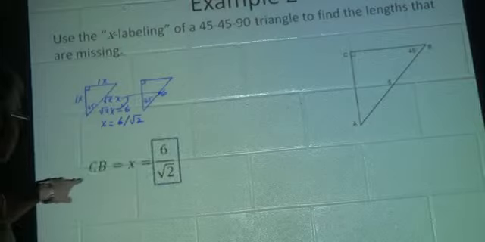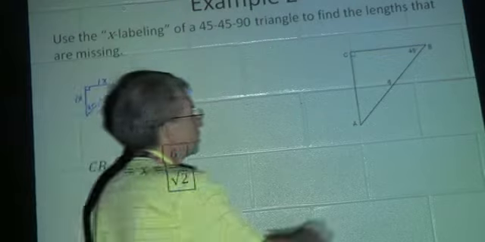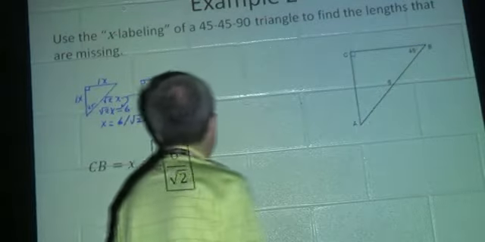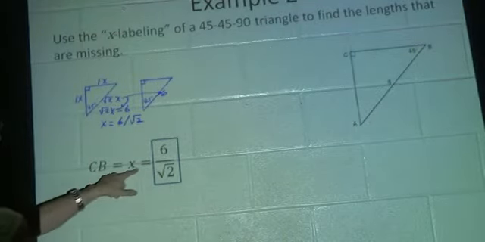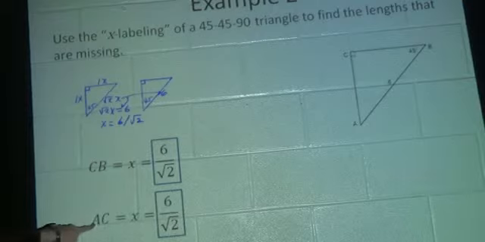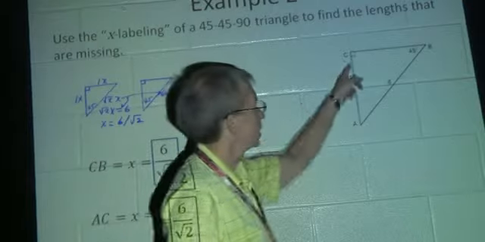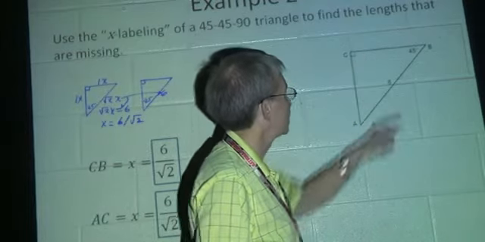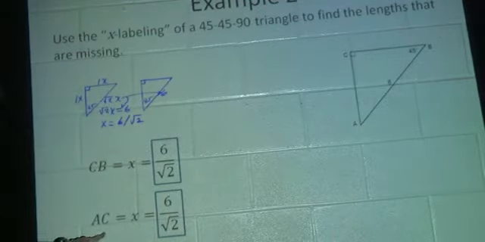We summarize that this way. The length of CB, which is this leg right here, has to be x, which is going to be 6 divided by the square root of 2. AC, which is also a leg of this triangle, has to be congruent to CB, so it is also 6 divided by the square root of 2 for the same reason.